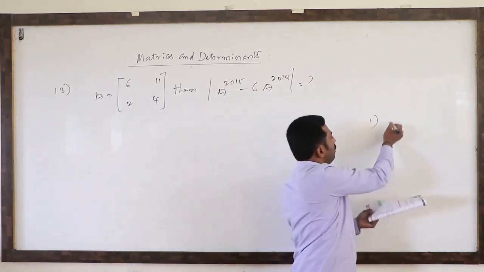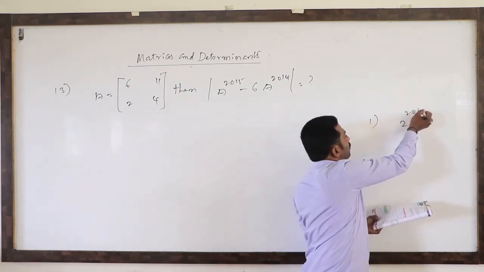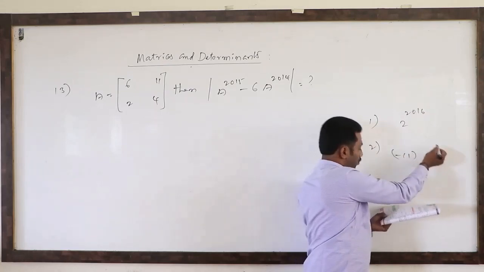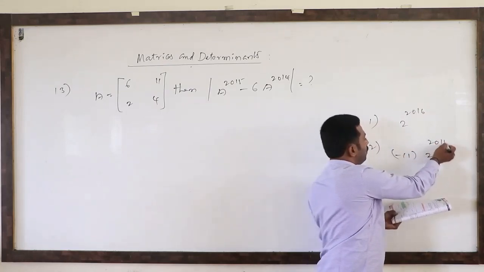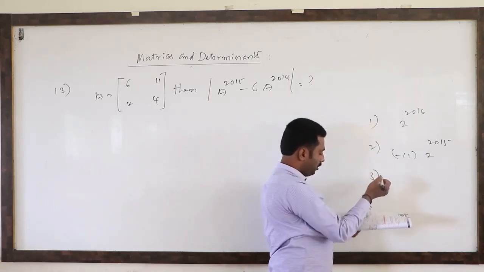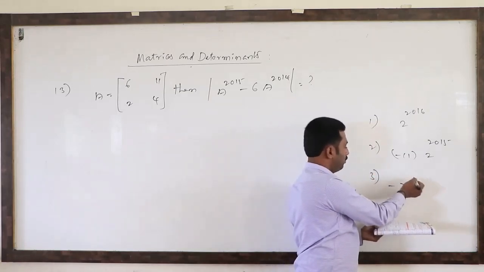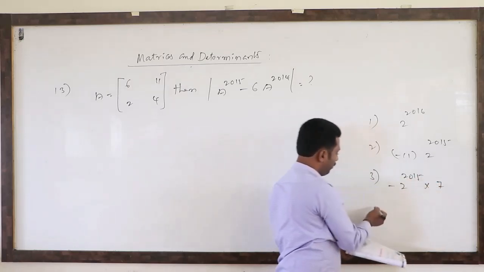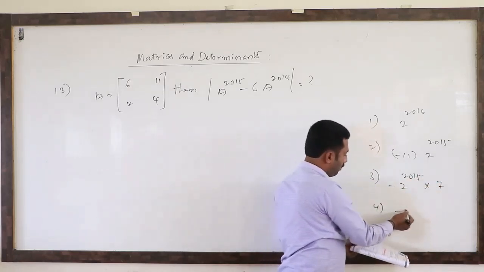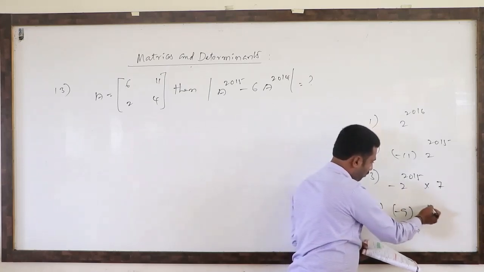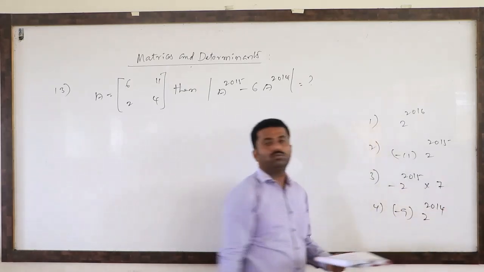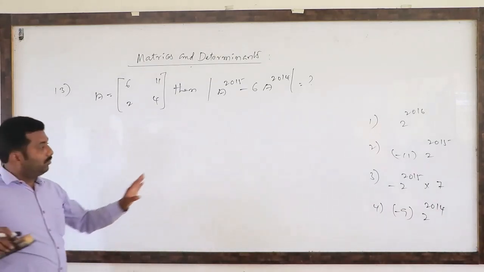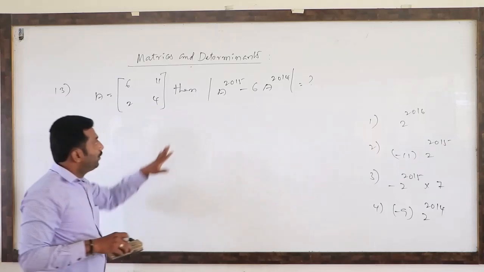First option is 2 to the power 2016. Second option minus 11 into 2 to the power 2015. Third option minus 2 to the power 2015 into 7. Fourth option minus 9 into 2 to the power 2014. Whatever the options are, let it be. First we will see this one.